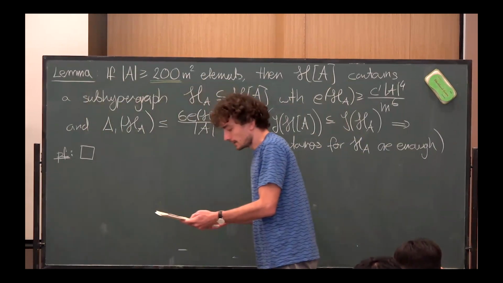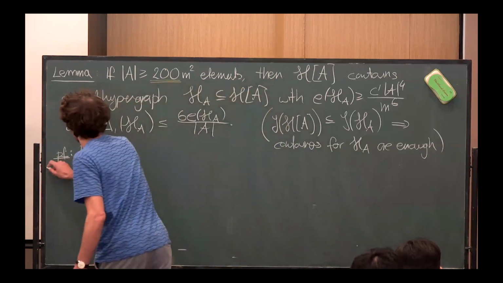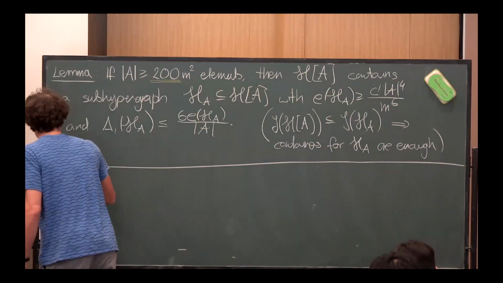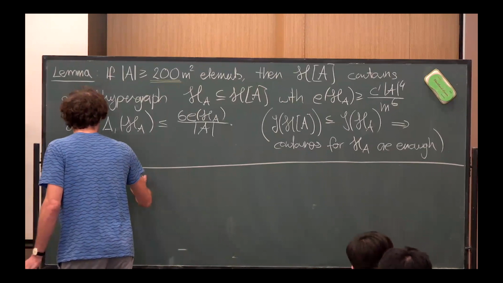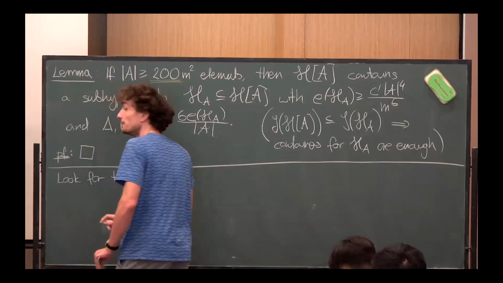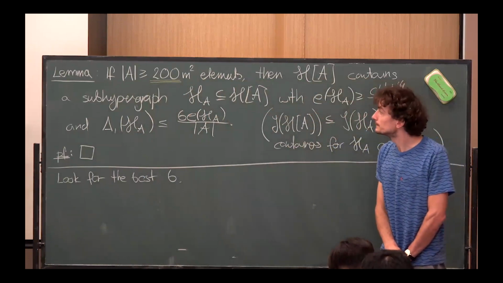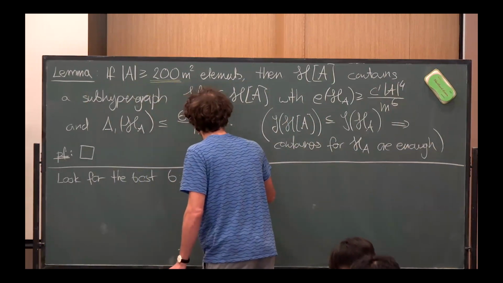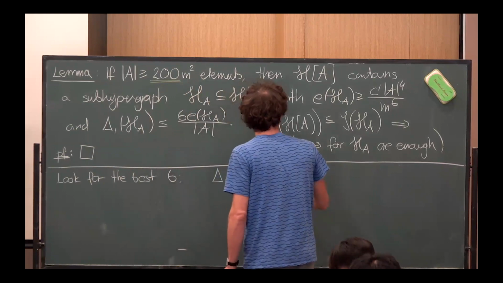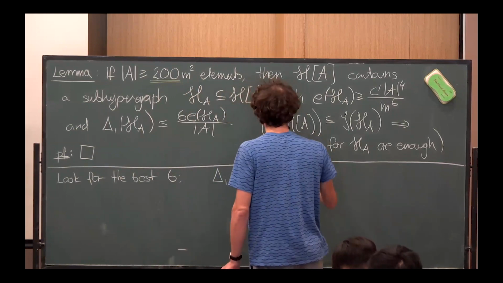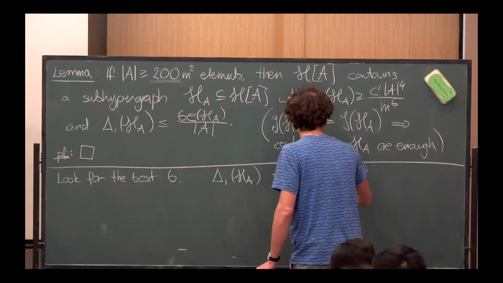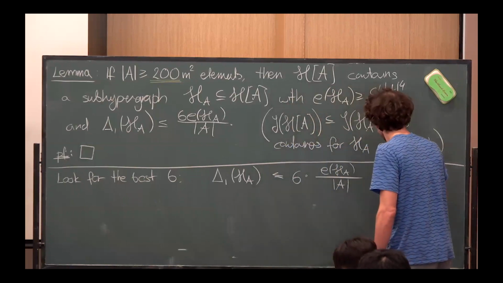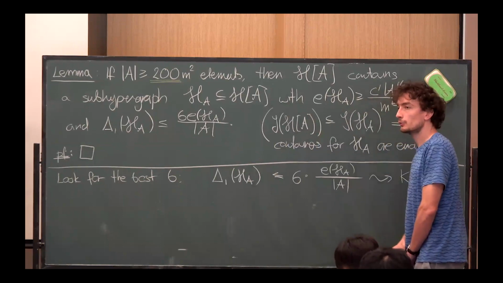Okay, so now let's look for the best parameter b for the theorem. Our lemma guarantees that the max degree is at most 6 times the number of edges divided by the number of vertices, which means we can take k equals 6 in the theorem.